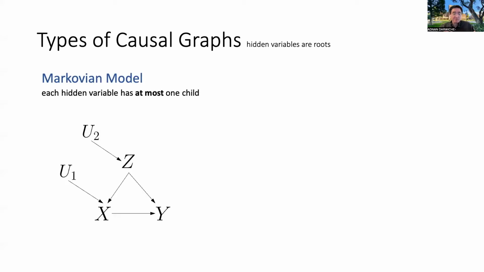All right, here's an example. These are the root nodes. We're assuming that they're hidden, and these are the only hidden ones, right? Otherwise, these guys are observed. Now, you look at this guy has only one child. This guy has only one child. In this kind of situation, we call this a Markovian model. Sometimes people call this no hidden confounders. Now, in this case, causal effect is always identifiable. Any causal effect you ask about the variables that are observed, it's identifiable.